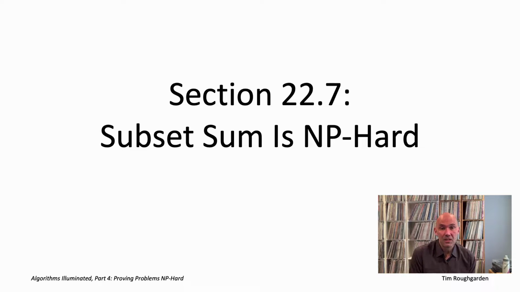And the subset sum problem is actually a special case of two familiar friends, problems we've looked at in the past, both knapsack and makespan minimization. So in one fell swoop, we will be proving both of those problems NP hard as well. Let's get started.